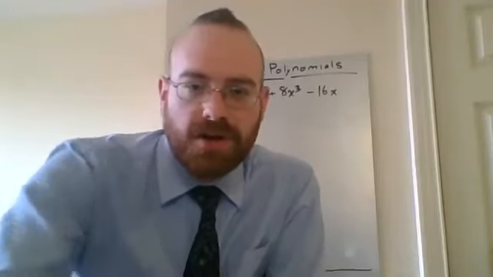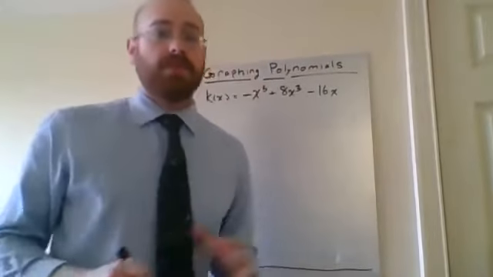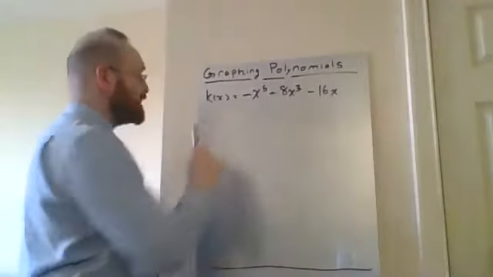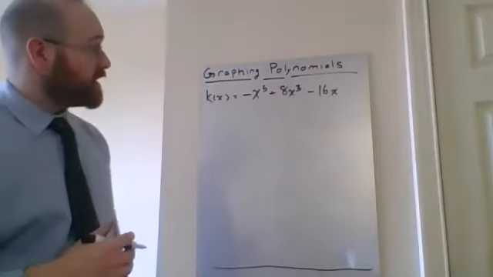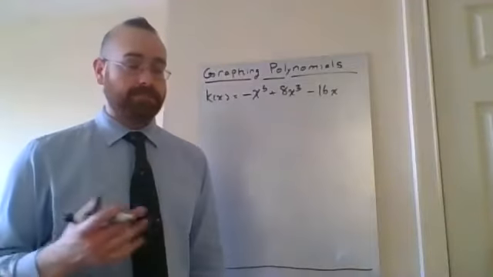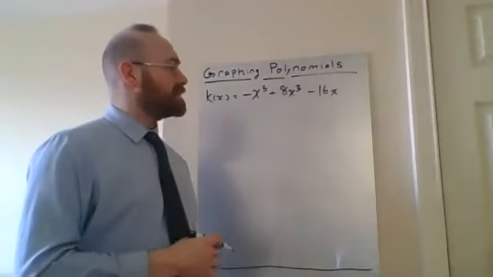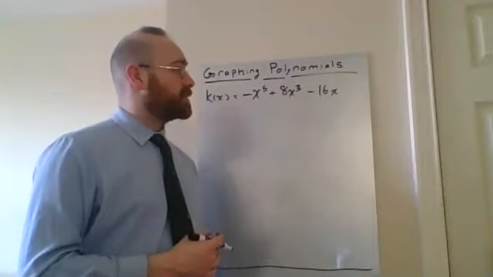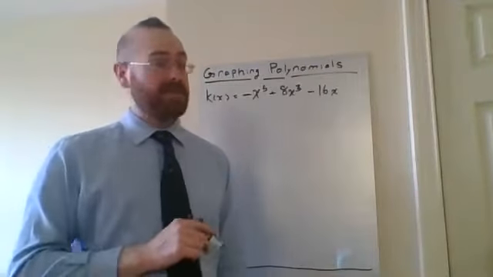All right, here we are for our last example of graphing polynomials. So we have the function k of x equals negative x to the fifth plus x times x plus 8 times x cubed minus 16x. Sometimes I get jumbled on words. That's why I have it written down.